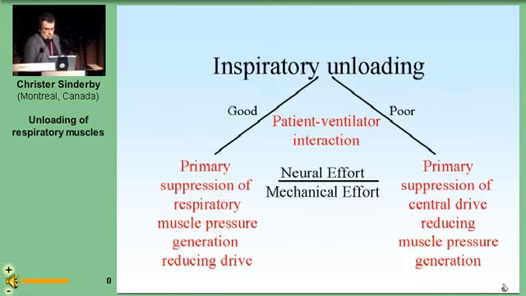Now, if we talk about inspiratory unloading, I think we should talk about the impact of patient-ventilator interaction. I think that's very important. If we have good patient-ventilator interaction, possibly the primary suppression is the respiratory muscle pressure generation reduction, and the second one is the reduction of drive. I think I messed up that slide pretty bad. In terms of poor patient-ventilator interaction, the first thing that happens is you reduce central drive, and probably secondary, you get a reduction in the pressures.